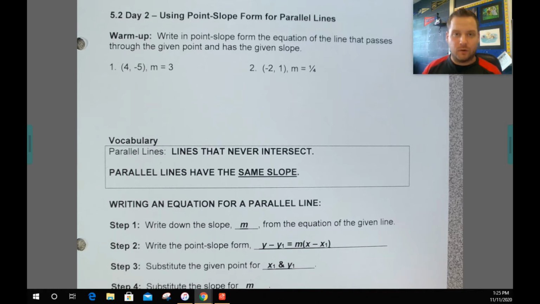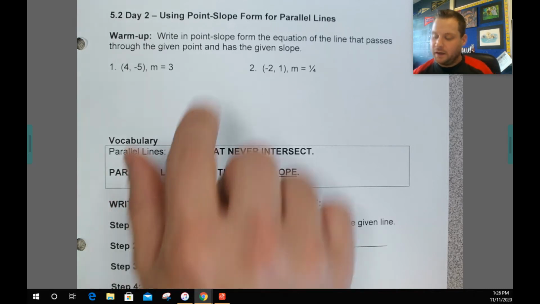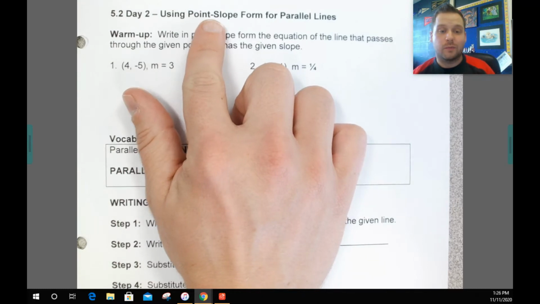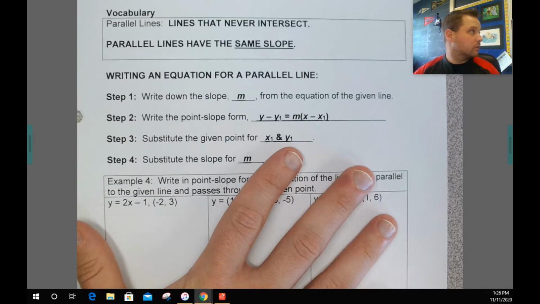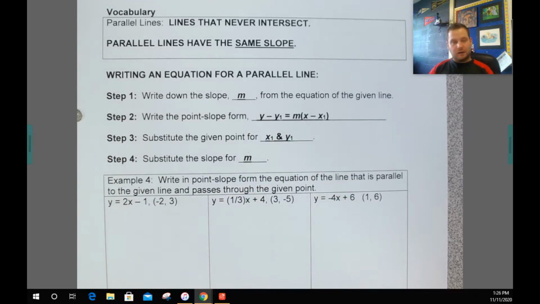Alright, so we're on our second day for 5-2, and we're going to continue working with point-slope form, but now we're going to look at parallel lines. So your big vocab word for the day is parallel lines. Parallel lines are lines that never intersect. They just go on forever and they never touch.